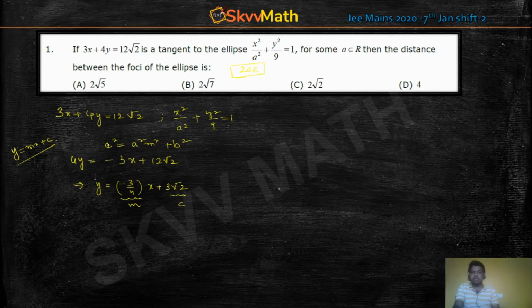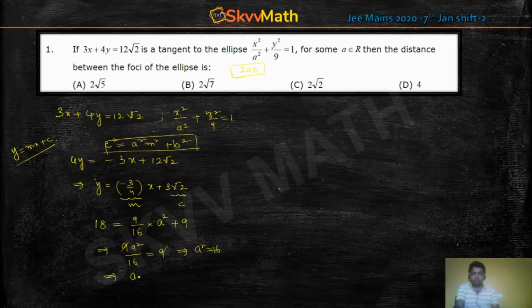Now substitute in c square equals a square m square plus b square. What is c square? C square is 3 root 2 whole square, that is 18, which equals a square times m square, where m is minus 3 by 4, whole square, that is 9 by 16, so 9 by 16 into a square. What is the a square value? We don't know, that we have to find out, plus b square. What is the b square value here? In x square by a square plus y square by b square, the value is 9. So 9a square by 16 equals 18 minus 9, which implies a square equals 16, therefore a equals 4.